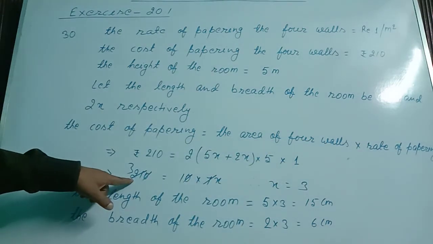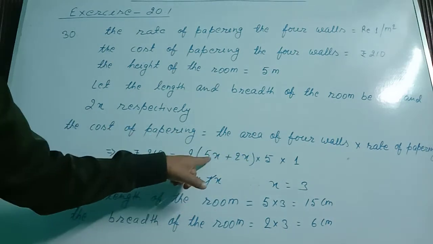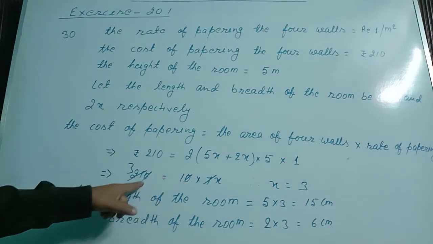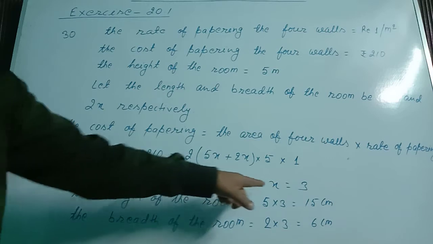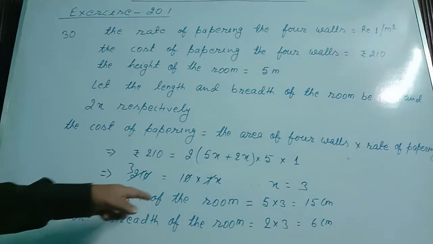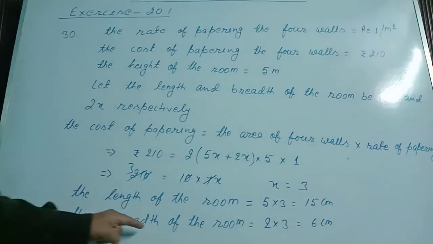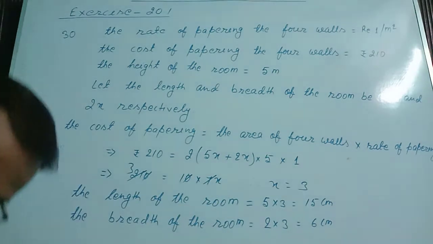So the equation became 210 equals 2 into 5 is 10, and 5x plus 2x is 7x. So I have cancelled, 0 0 cancelled, 7 3s are 21 cancelled, so x equals 3. Now the length of the room equals 5 into 3, 15 meter, and the breadth of the room equals 2 into 3, that is 6 meter.